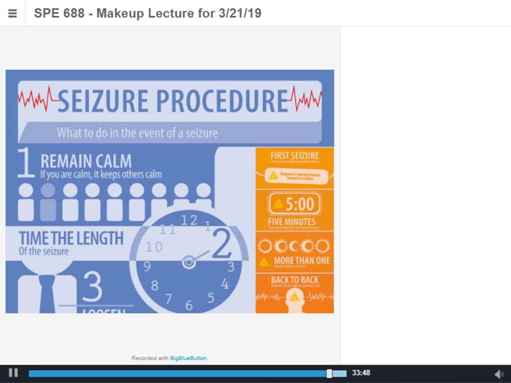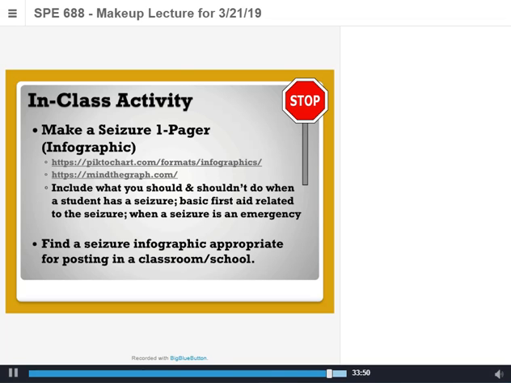And so what I would like you to do is spend a little time searching the web and try to find a seizure infographic that would be appropriate to post in your classroom or in a school. If you have some free time, here are 2 sources. You do have to sign up for a free account if you want to make your own infographic. So again, in-class activity for tonight, find an infographic and upload it. Or if you want to go the extra mile, you can make your own 1-pager.